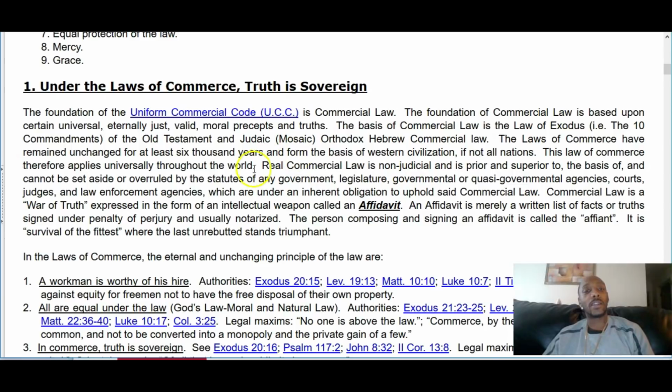Then we need to repeat that again. The real commercial law is non-judicial and is prior and superior to the basis of and cannot be set aside nor overruled by statutes of any government, legislature, governmental agencies, courts, judges, and law enforcement agencies, which are under the inherent obligation to uphold said commercial law.